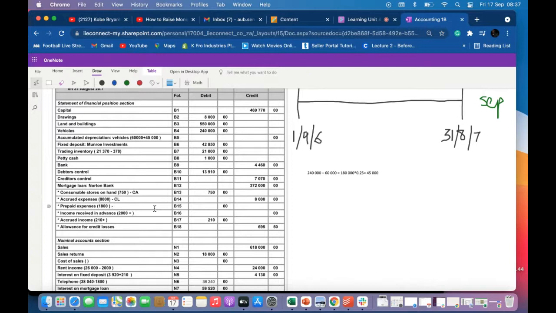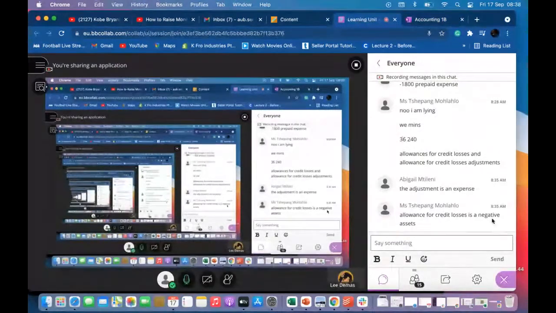Prepaid expense is a current asset. We're plugging in there 1,800. Then income received in advance. What is that? Somebody tell me in the chat. What is income received in advance?